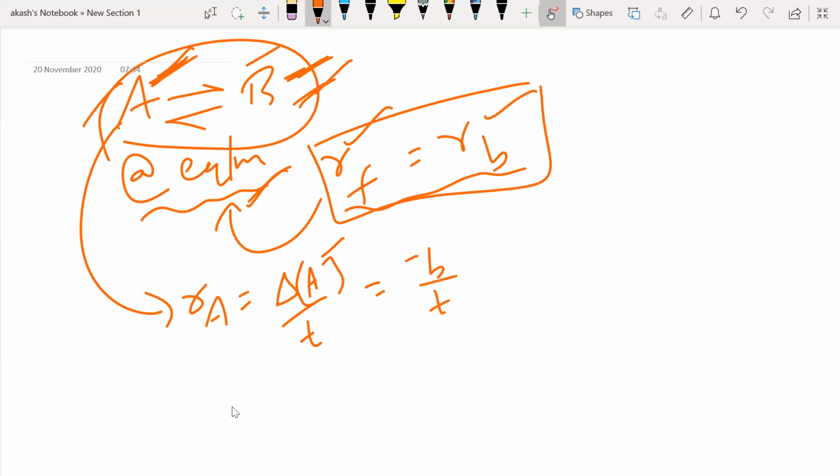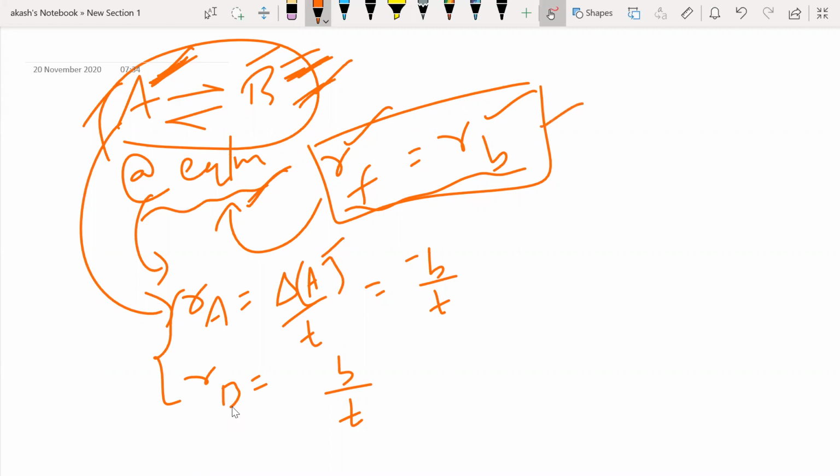And I have to put a minus sign because the delta is negative, because the concentration is decreasing for reactants, right? Same way, now RB will be what? Now for RB, the same thing is happening, right? So this amount b, which went there, again is going to come back to A. So the change in concentration is again b, so b divided by the same amount of time. So what do you see at equilibrium? At equilibrium, you are seeing that both the rate at which A forms B and the rate at which B forms A are actually the same.